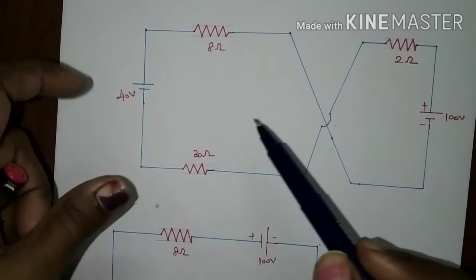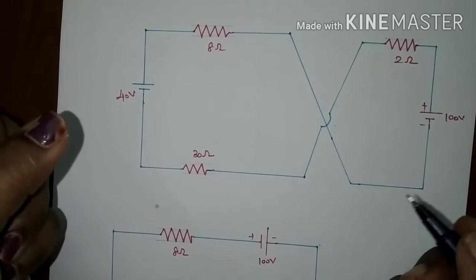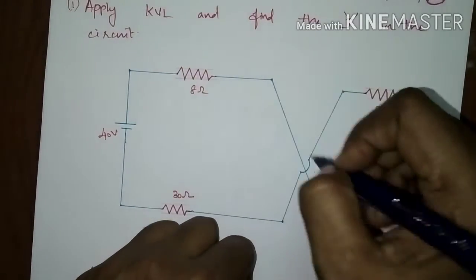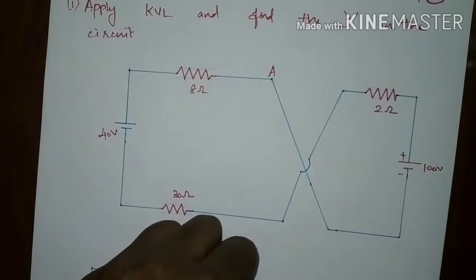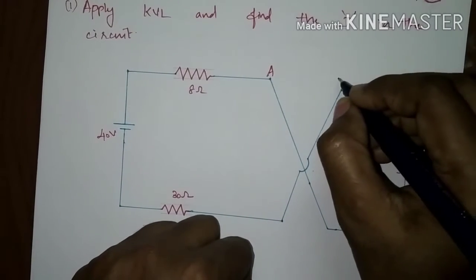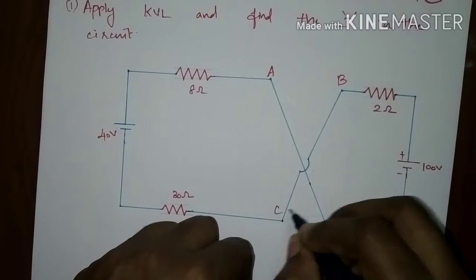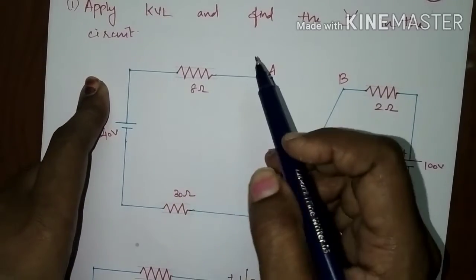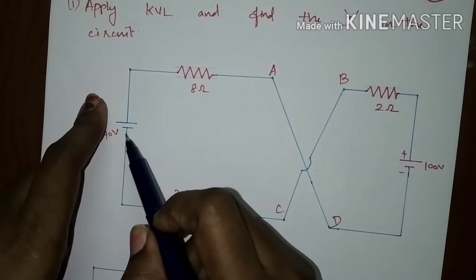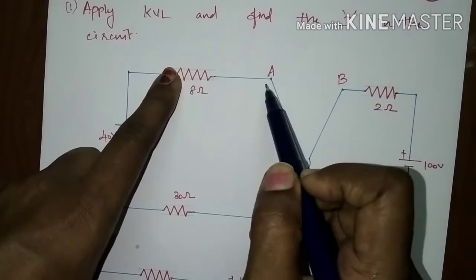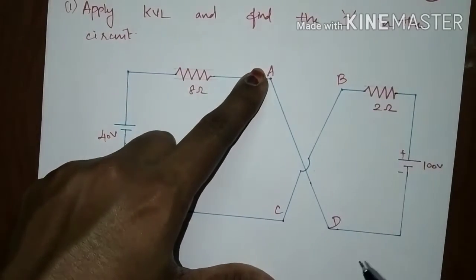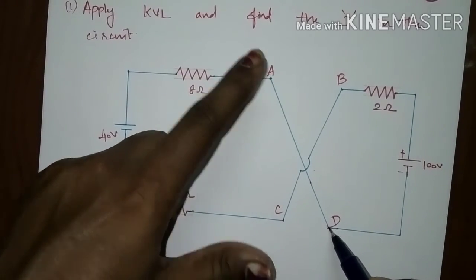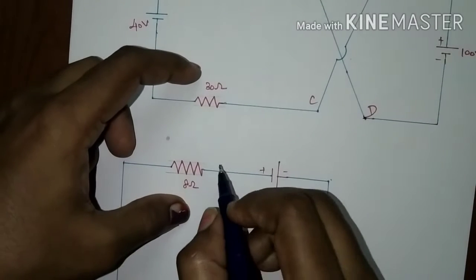This circuit is given, and some cross connections have been done. So first check if there is a cross connection, and put nodes as A, B, C and D. First reverse the connection and draw the circuit properly. Here the positive terminal is connected to 8 ohms, 8 ohms is connected to A, and A is connected to D.